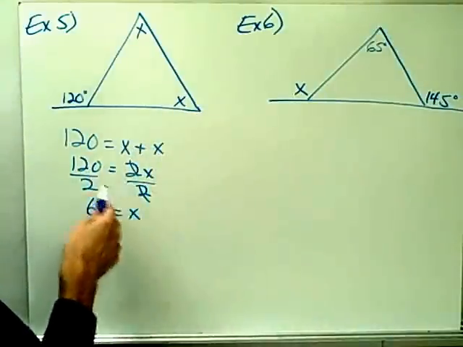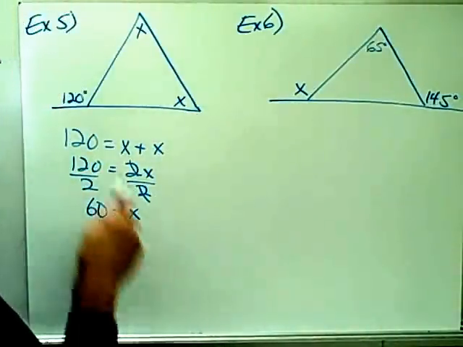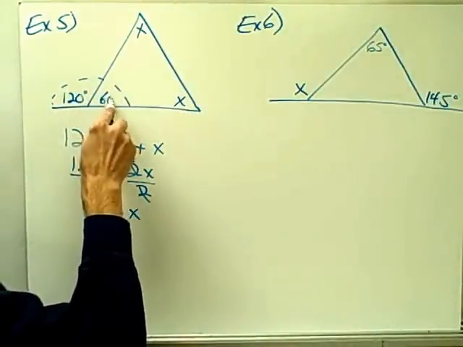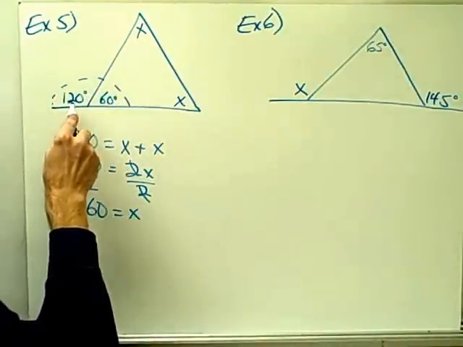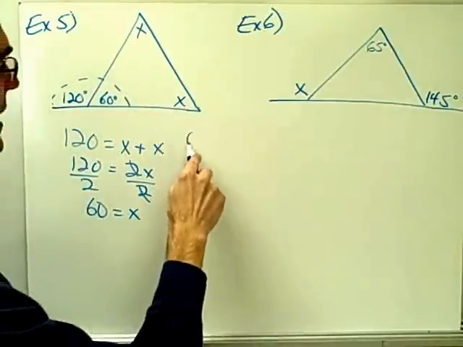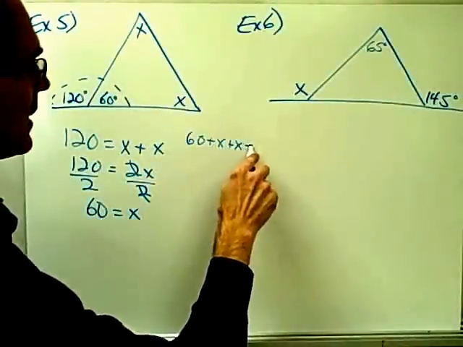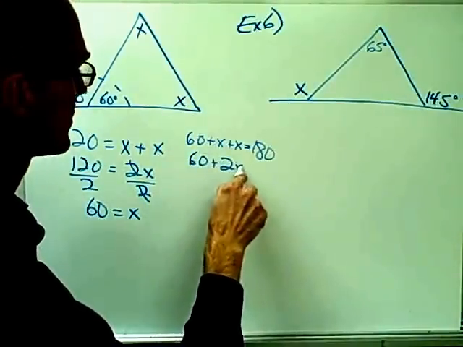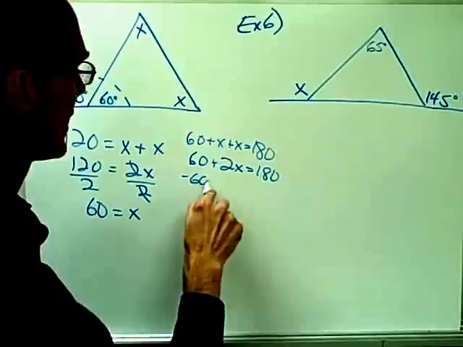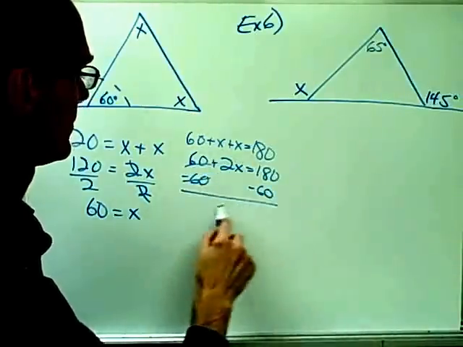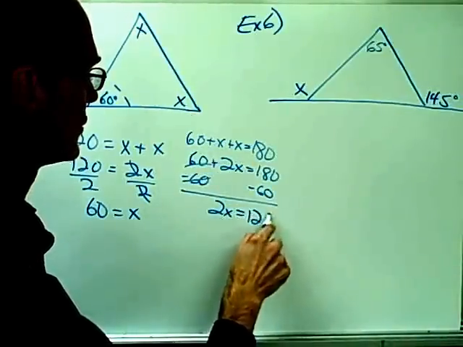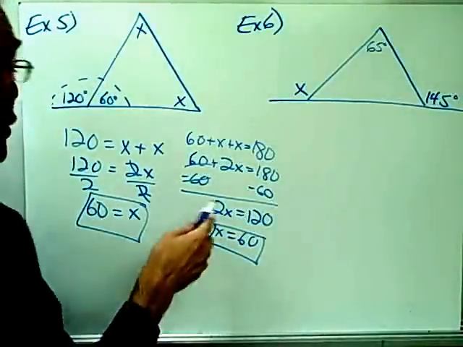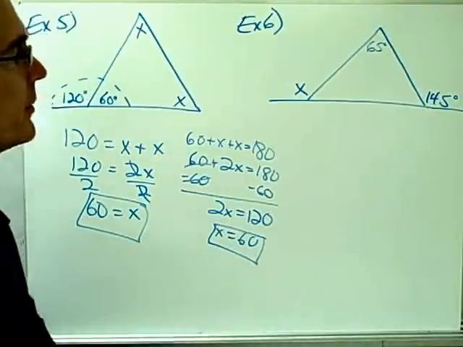Now notice in this particular example, I could have solved this problem without using the exterior angle theorem. I could have just found that the measure of this angle must be 60 degrees, since that forms a linear pair with this 120 degree angle. And I could have said 60 plus 2x has to equal 180 because of the triangle sum theorem. So I've got 60 plus 2x equals 180. Subtract 60 from both sides, and I get 2x equals 120. And again, I have x equals 60. So I could have done this problem without using the exterior angle theorem.